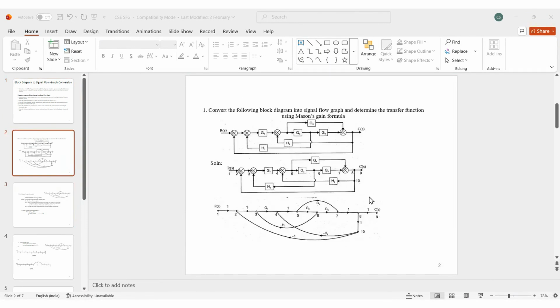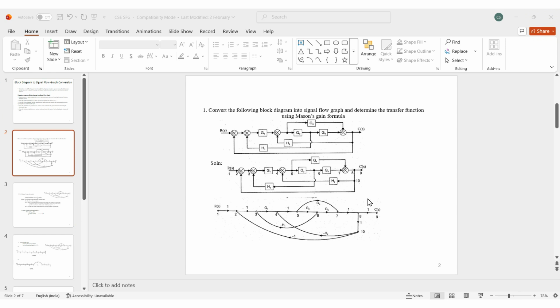Now we are going to see a problem on how to convert a block diagram into a signal flow graph, and later determine the transfer function using Mason's gain formula. When we look into the diagram, we can see there is an input R(S) and the output is represented as E(S). So the input and output are two nodes, followed by 4 summing points, so there are 4 more nodes. In total there are 6 nodes, and along with them there are 3 branch points. So 6 plus 3 means the signal flow graph includes 9 nodes.